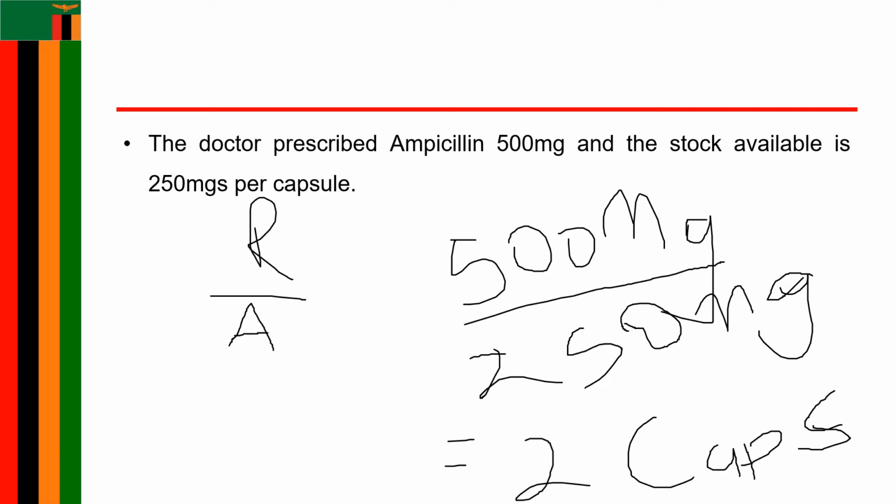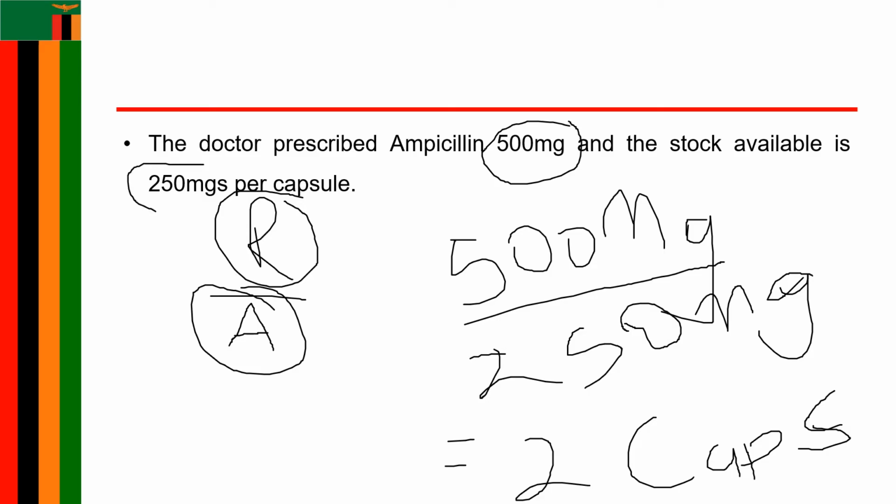So that is required dose divided by the available stock. In the statement here, we have the required dose as 500 milligrams and the available stock as 250 milligrams. Let's take a look at another example.